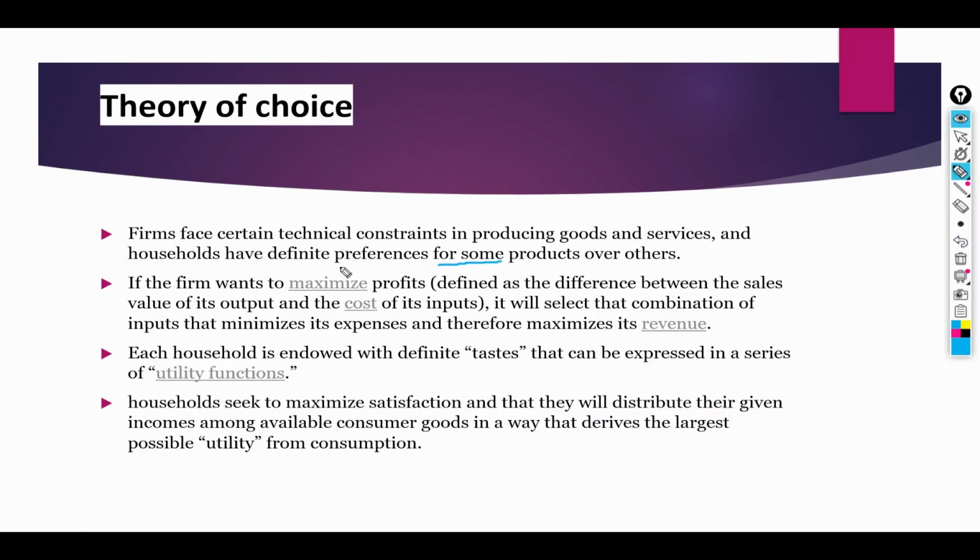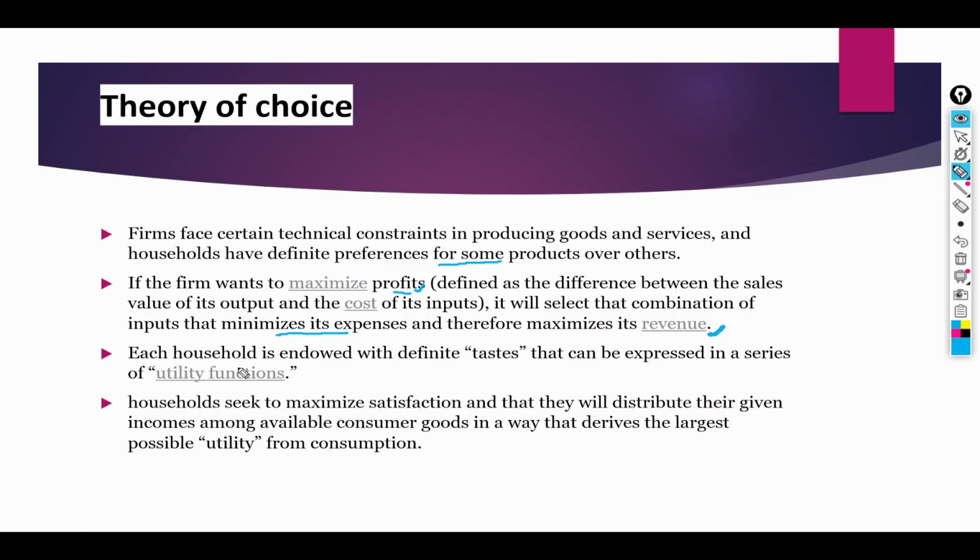Suppose you are buying toothpaste; obviously you will have a preference for one toothpaste over another. And what is profit in this term? It is defined as the difference between the sales value of its output and the cost of its input. Whatever cost he has put into developing that product is known as the cost of input, and when he sells it, the difference of these two is known as the profit. So what does he want to do? Obviously he has to minimize the expense of developing that product, and he is going to maximize the revenue.